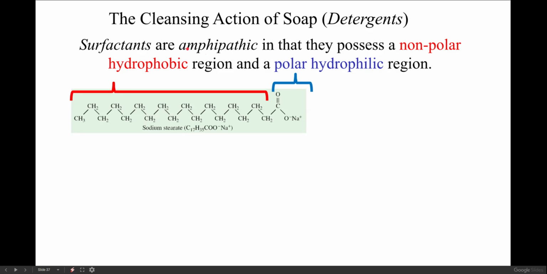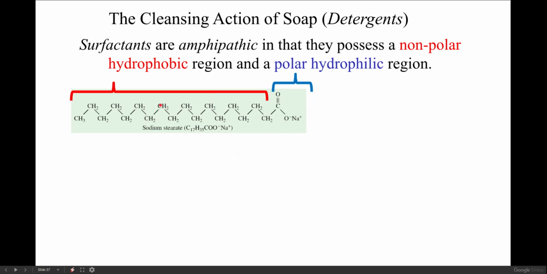Now, amphipathicity refers to, again, you can see that prefix amphi means both. Normally, we would say if something likes water, it is hydrophilic, water loving. If something hates water, like oils, it's hydrophobic or water fearing. But amphipathic means it likes both.